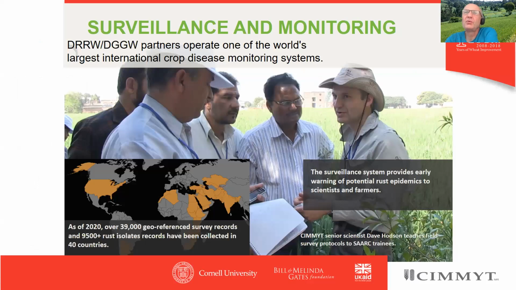So if we fast forward to the current time, we're now looking at having one of the world's largest operational crop disease monitoring systems. We've got just over 39,000 georeferenced survey records in the database now, and maybe around 9,500 rust isolate records. This is a fantastic effort, and a huge number of partners have contributed to this.